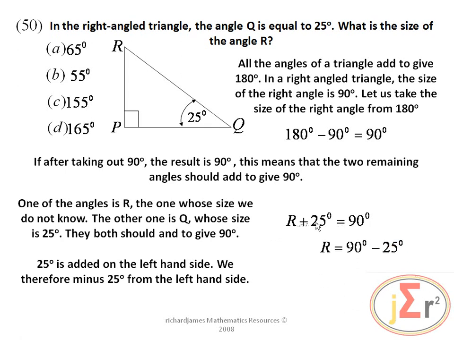Because we are adding 25 degrees on the left-hand side, we are going to transpose this 25 degrees to the other side in order to find the value of R. It is done by doing the opposite of what we have on the left-hand side, which is plus 25 degrees, so we minus 25 degrees from the right-hand side. So R is equal to 65 degrees. The answer is option A.